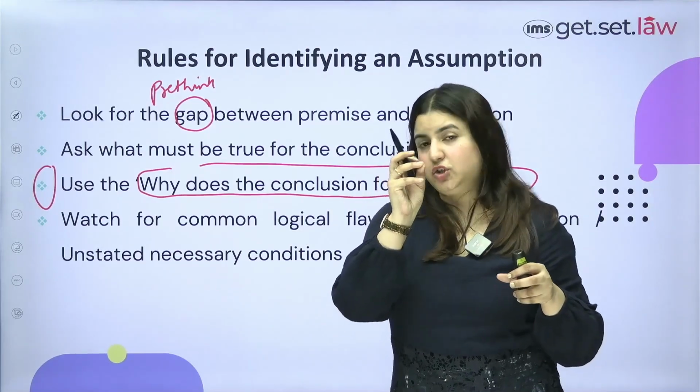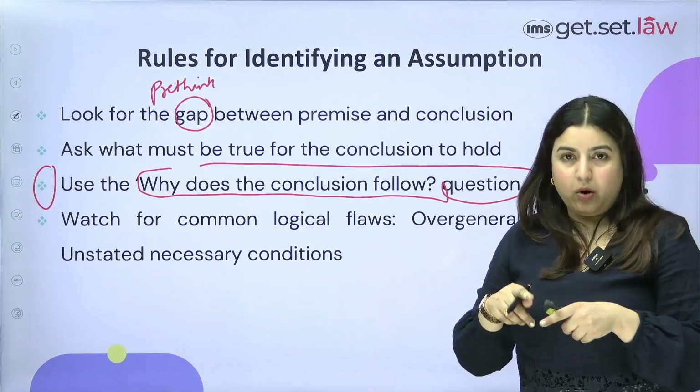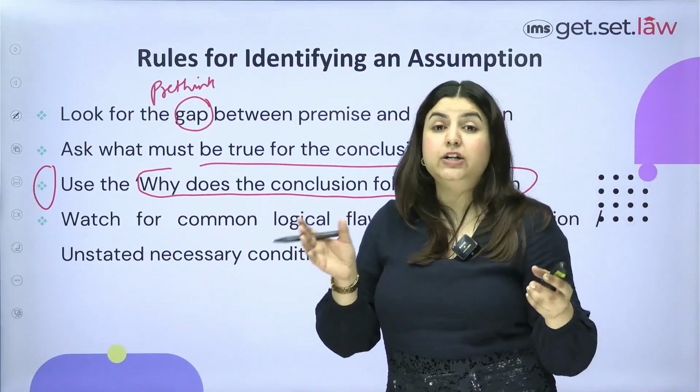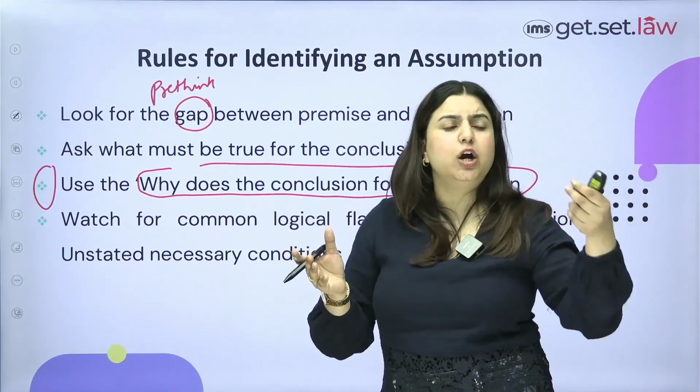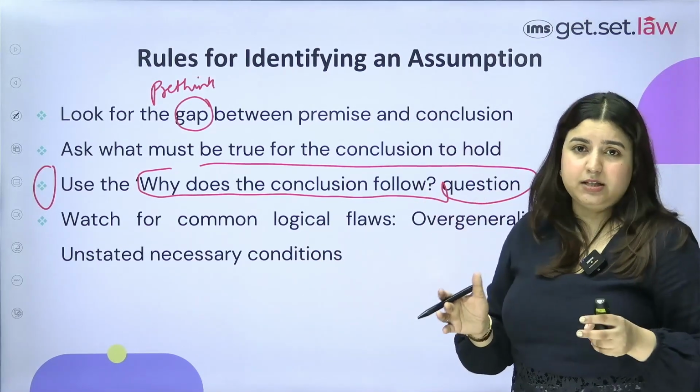Whatever option, which is your correct assumption, just ensure that it is logically related to the option or the passage, right? It should not be out of context. It should not be some extraneous information, all right? Because then the option gets distorted.